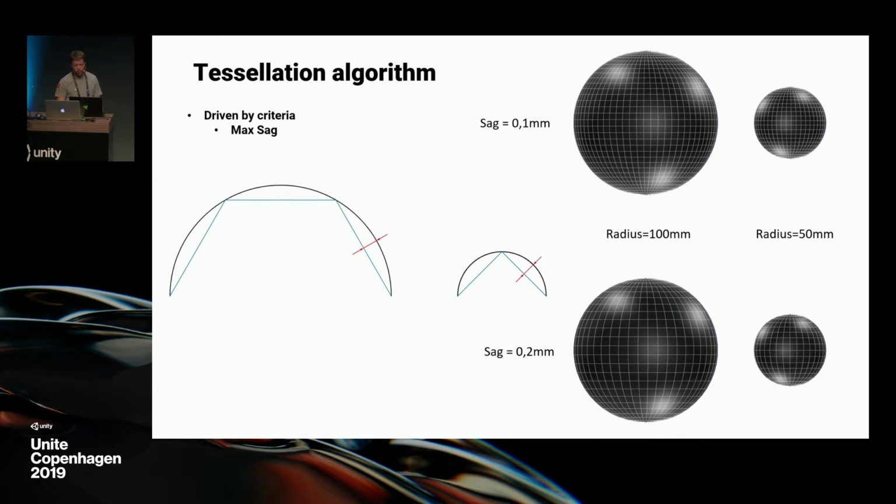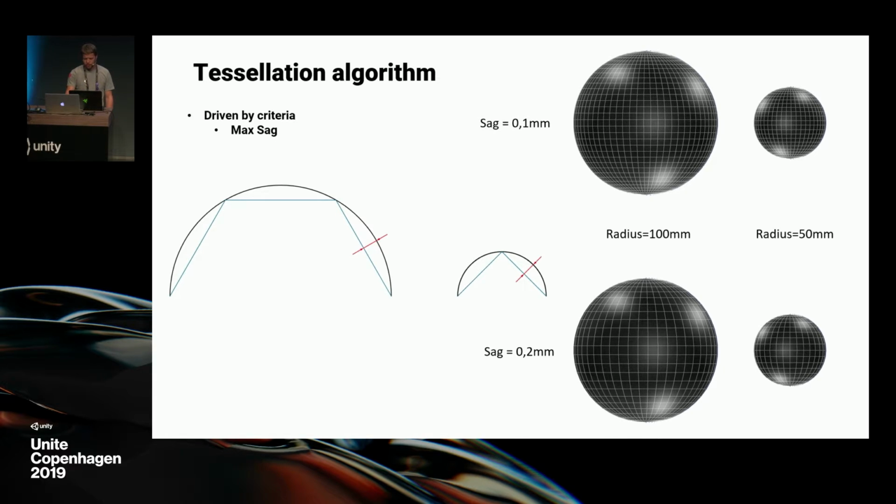So the goal of the tessellation algorithm is to produce a mesh with the best visual aspect near the exact surface according to some criteria. The most used criteria are maximum deviation, also called max sag, maximum angle, and maximum length of edges. The sag is used to control the maximum distance between the discretized mesh and the exact surface. In other terms, it's the precision of the mesh.